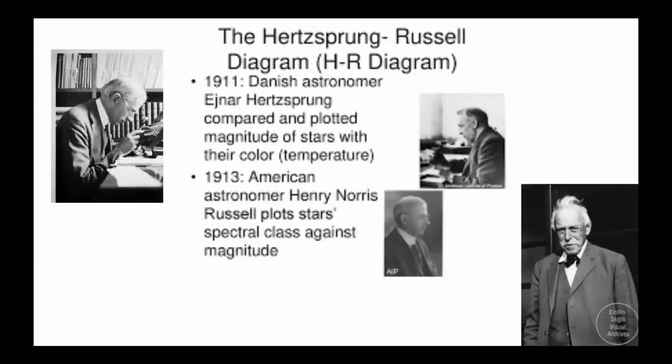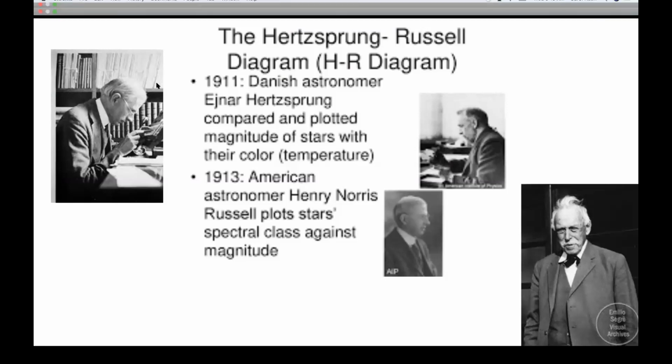In 1911, more than 100 years ago, Danish astronomer Ejnar Hertzsprung, that's him on the bottom right, compared and plotted the magnitude of stars with their color temperature. They had just gotten new telescopes that allowed them to get more data. In 1913, American astronomer Henry Norris Russell plotted stars' spectral class against their magnitude, and that's him on the left.